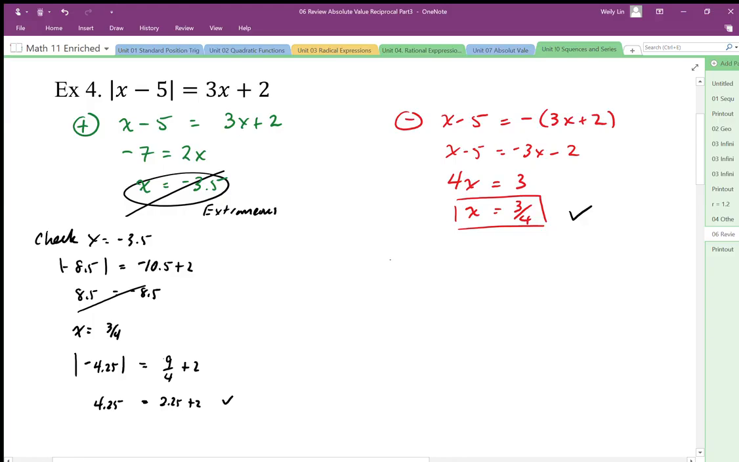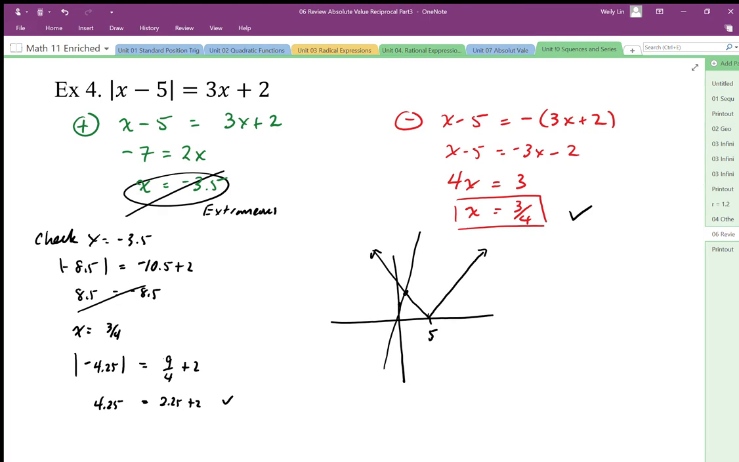And when we take a look at this graph, if I were to graph this, this has a V function. The intercept is at 5. The other function is 3x plus 2. Okay, so it's going to be some steep slope that looks like this. And we're going to have some solution here like that. Okay, so based on the shape of this, we can see that this should only have one solution.